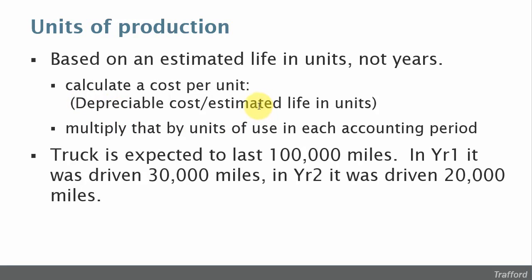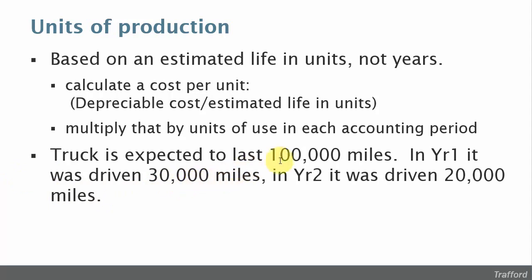To convert that to a cost for a given accounting period, you need to multiply that by the units used in each accounting period. And this is actually a lot more intuitive than it sounds if we apply some numbers here. Let's think back to our truck example that we've been using. Remember, the cost was $15,000, the residual value was $3,000, and we had estimated the useful life in years to be 5. Under this method, we need to think of another way in which we can measure the useful life of this type of asset.